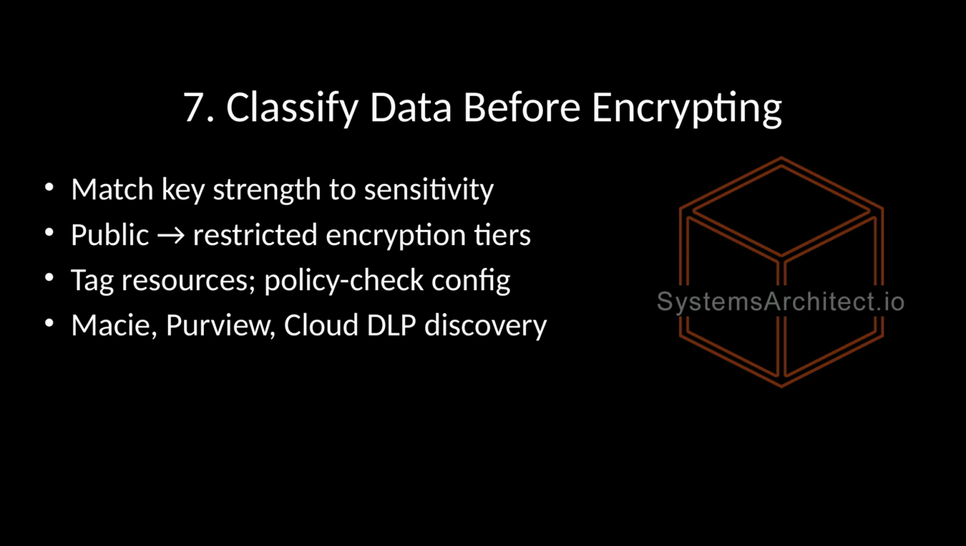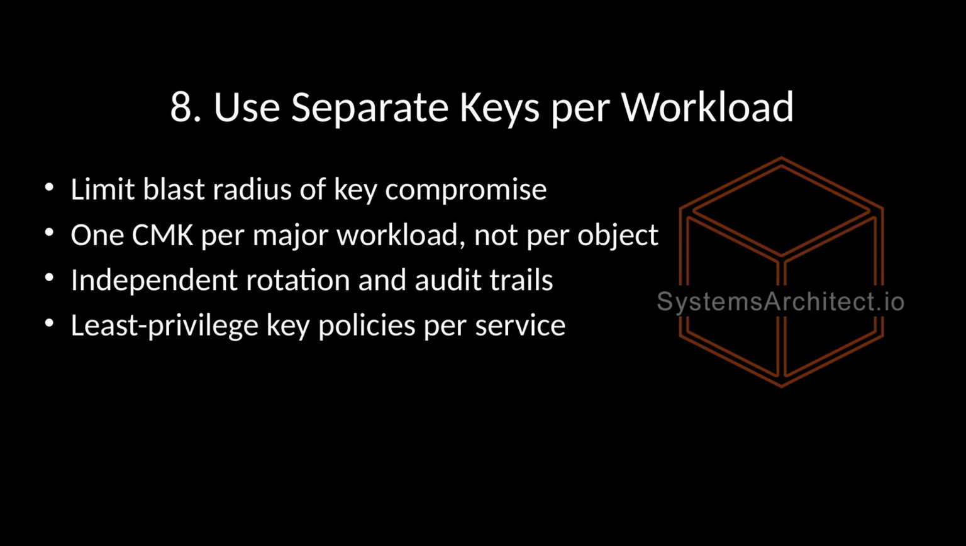Macie, Purview, and Cloud DLP help discover PII and secrets so labels are not guesswork. Over-encrypting public junk with HSM keys wastes money. Under-protecting restricted data is the real risk.